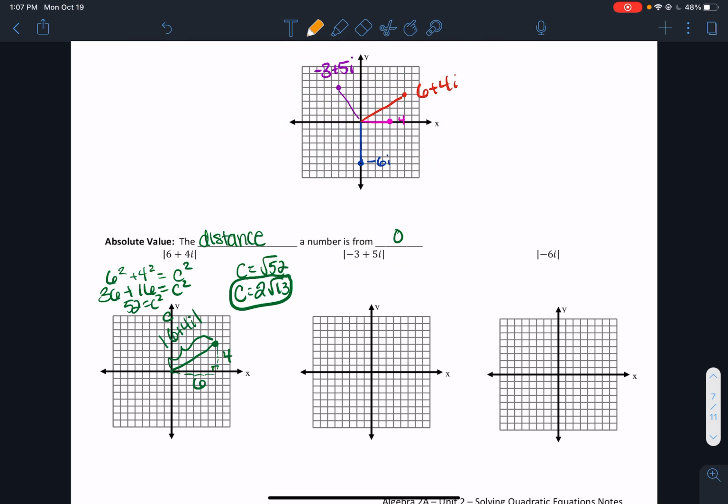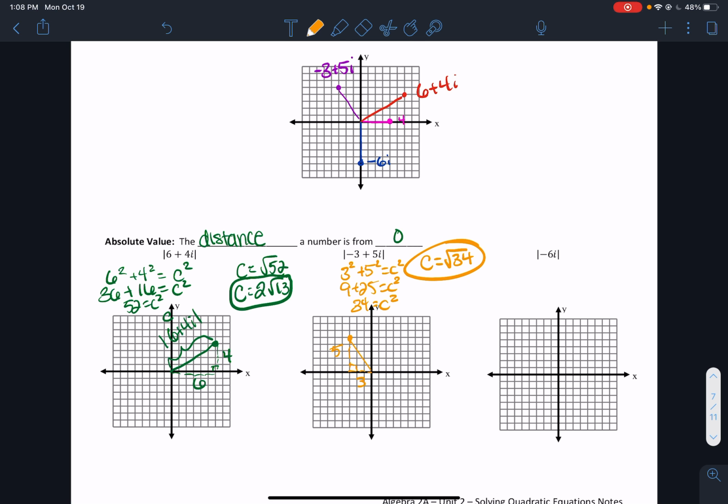Okay, let's try again. Negative 3 plus 5i, which we did above, right? We graphed this already. I'm just going to transfer the graph down. So if I have this complex number here, it kind of makes that right triangle, right? And it has a height of 5 and a length of 3. Its two legs are 5 and 3, so 3 squared plus 5 squared is c squared. 9 plus 25, 34. So c equals radical 34, and I can't simplify that.